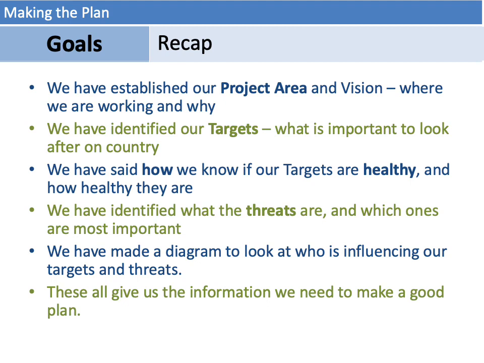Recapping where we're up to, we've established our project area and vision, where we're working and why. We've identified our targets, so what's important to look after. We've said how we'll know our targets are healthy and how healthy they are. We've spent some time thinking about goals that relate to healthy targets. We've identified what the threats are and which ones are the most important. We've made a diagram to look at who's influencing our targets and our threats, and we've put that together as a diagram to give us all the information we need to make a good plan.